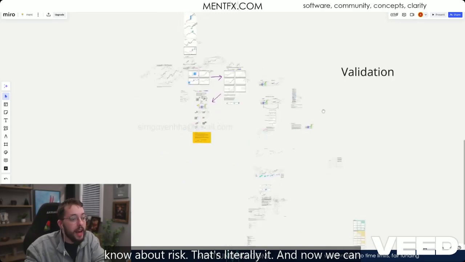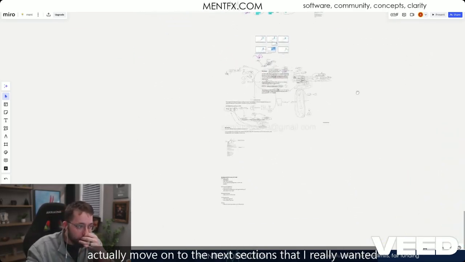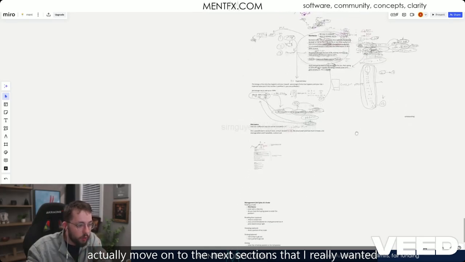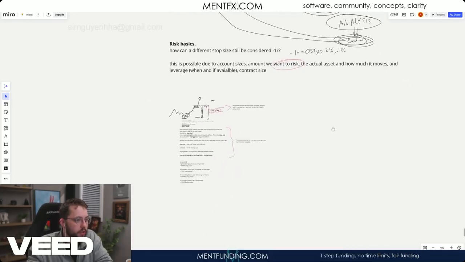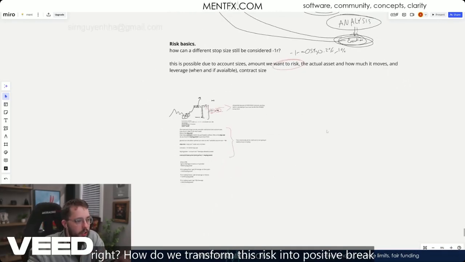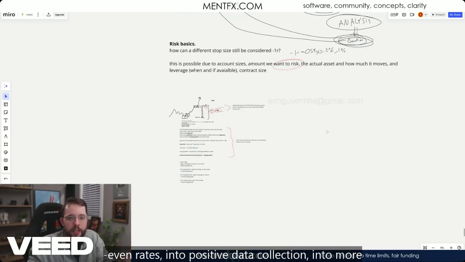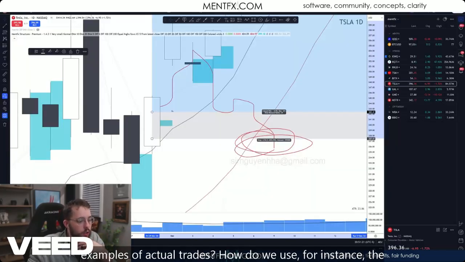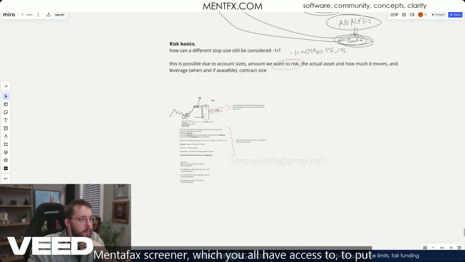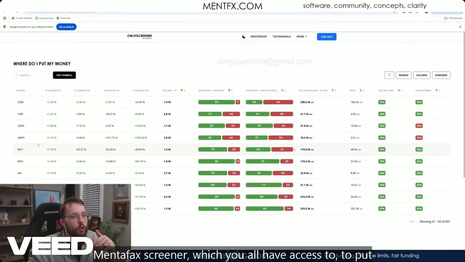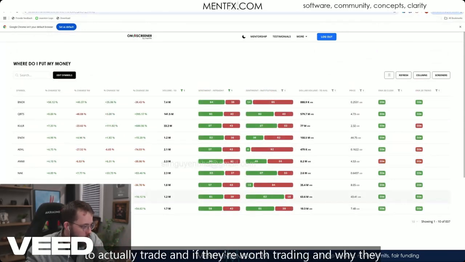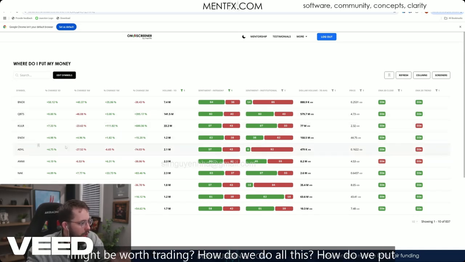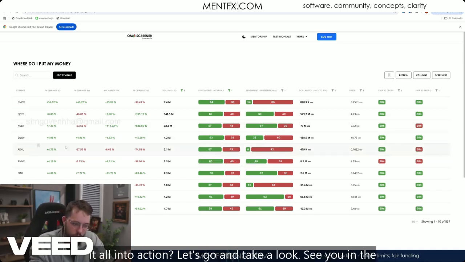That's literally it. And now we can actually move on to the next sections that I really wanted to move on to, which is, well, further trading-based things, right? How do we transform this risk into positive break-even rates, into positive data collection, into more examples of actual trades? How do we use, for instance, the MENTFX screener, which you all have access to, to put ourselves in the market and decide what markets we're going to actually trade and if they're worth trading and why they might be worth trading? How do we do all this? How do we put it all into action? Let's go and take a look.